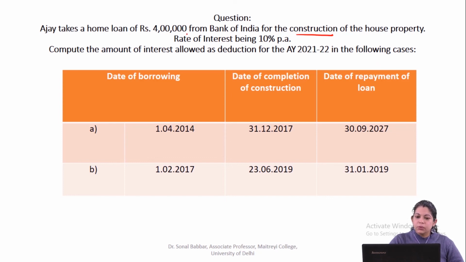So here in the question it says there is a home loan of rupees 4 lakh from Bank of India for the construction of the house property. Rate of interest is 10% per annum, and we need to compute the amount of interest which is allowed as deduction for the assessment year 21-22 in the following two cases. The date of borrowing, 1st April 2014. The date of completion of construction, 31st December 2017. And date of repayment of loan is 30th September 2027.